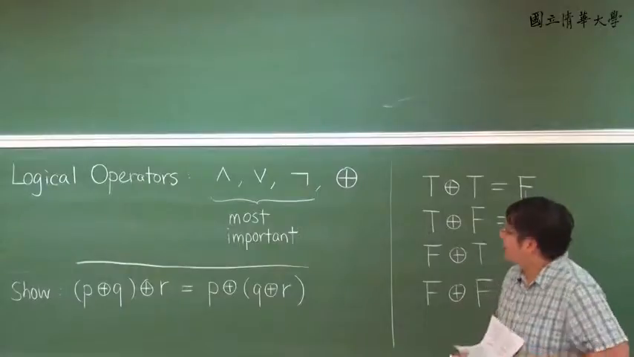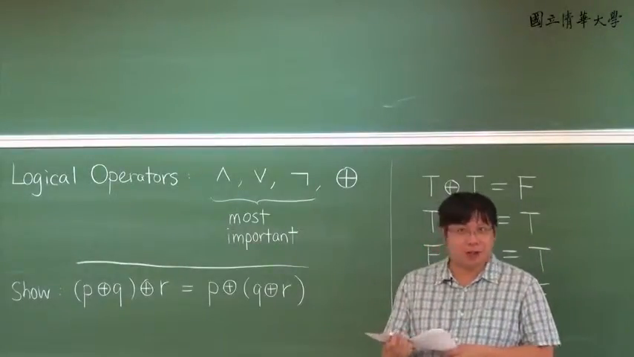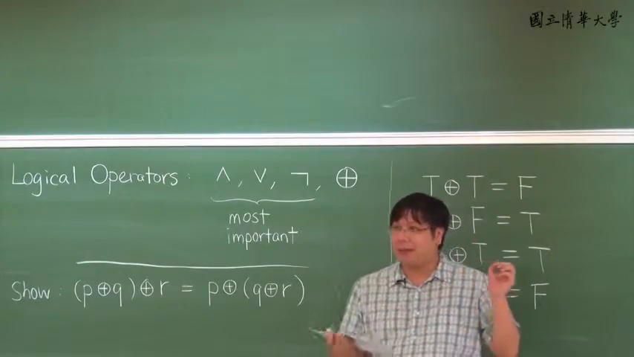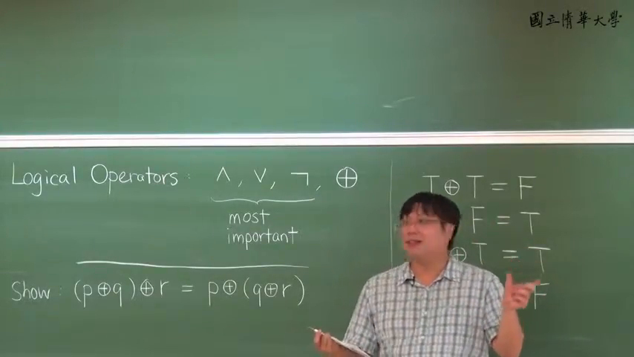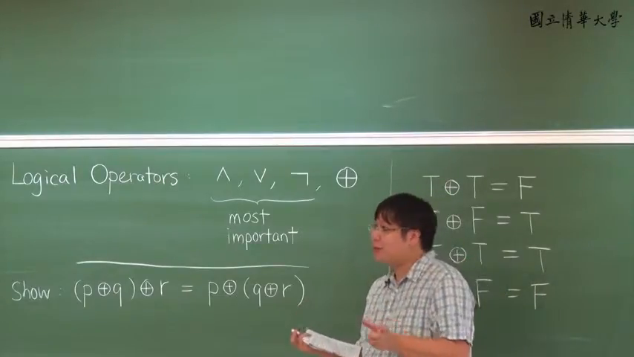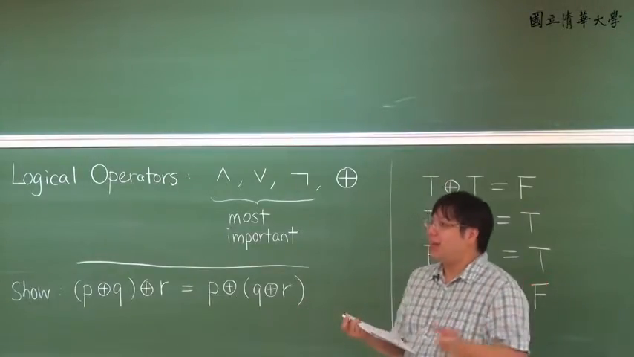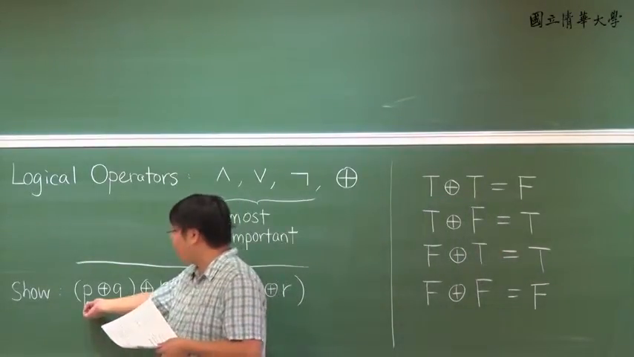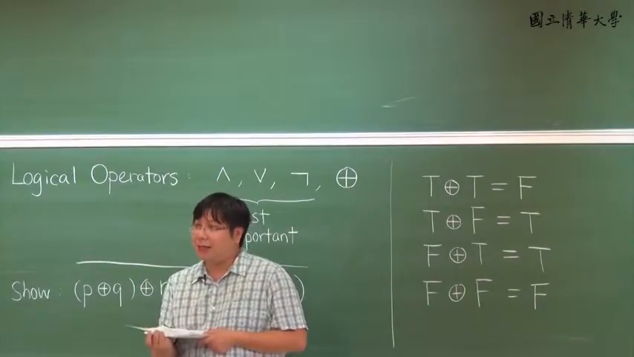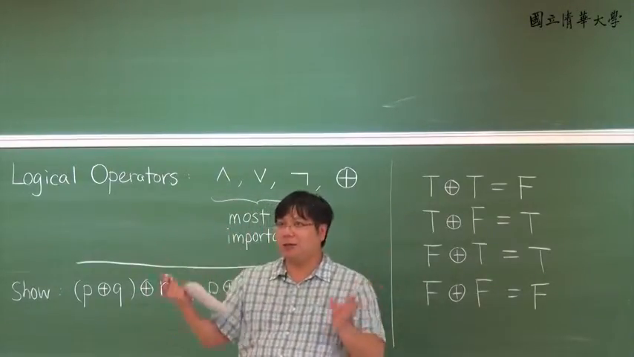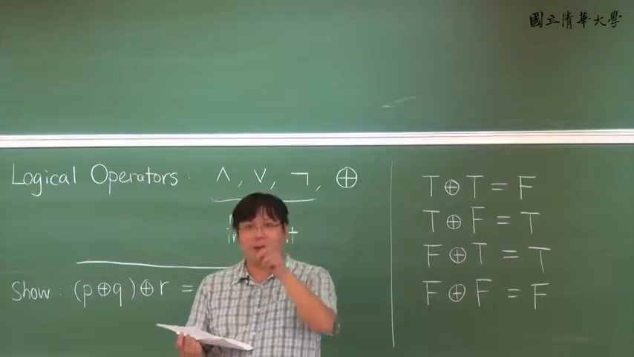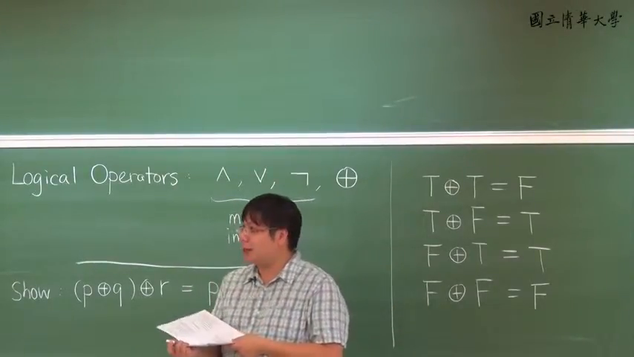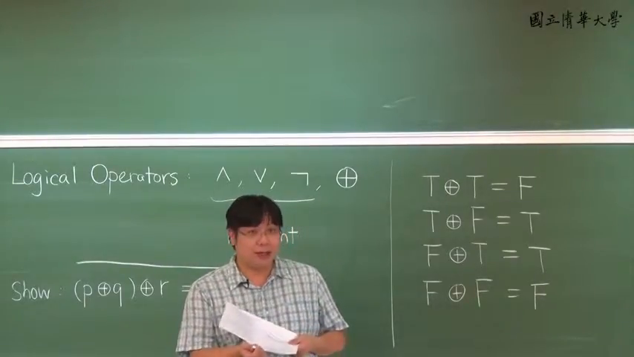So last time we introduced some logical operators. I hope you still remember what a proposition is. A proposition is a statement that is either true or false, but not both. When we have a proposition, we can use a variable like P, Q, R to represent it. We may use P to represent the proposition 1 plus 1 is equal to 2, or Q to represent another proposition like 2 plus 2 is equal to 3.